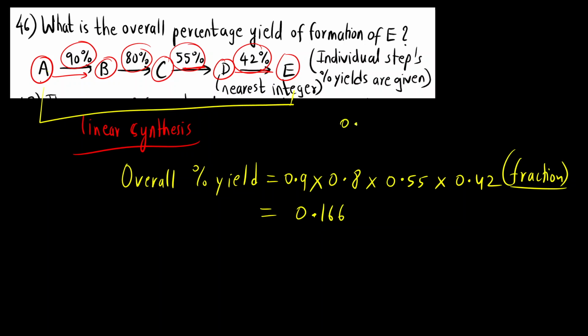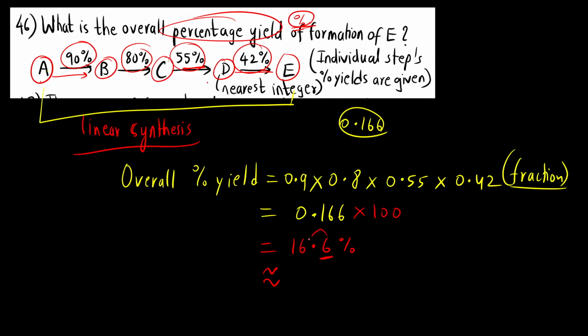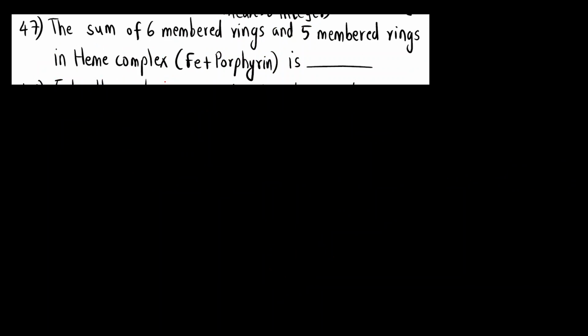Now, if you put the answer as 0.166 without seeing this point, they have asked for an integer, the nearest integer. And what is asked? It's the percentage yield that is asked, so it should be in percentage and not fraction. I have to multiply this by 100. It will be 16.6%. Nearest integer, I will round off. This is greater than 5, so add 1 digit here. So the correct answer here is going to be 17. Correct answer is 17.